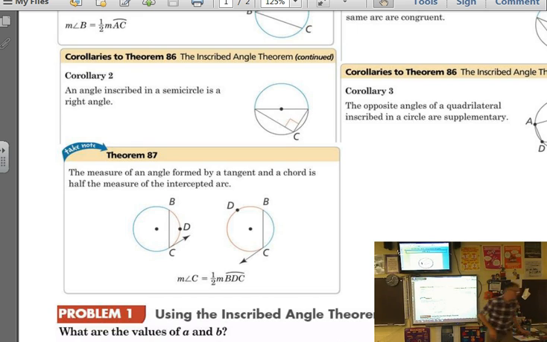I don't understand theorem 87. Just like the way you, I don't know. Give me a second, I gotta get out your test back.